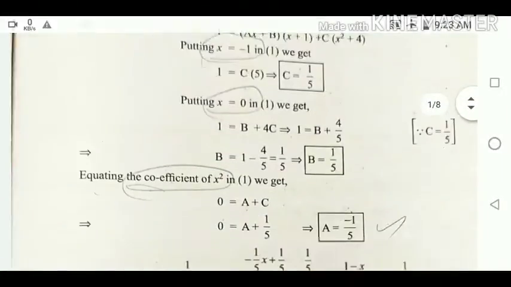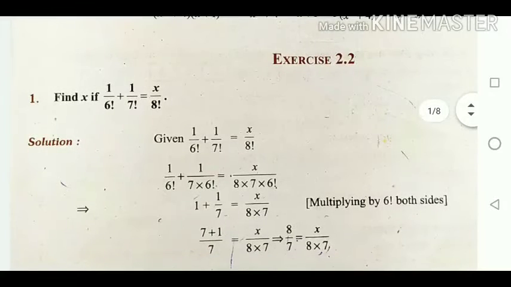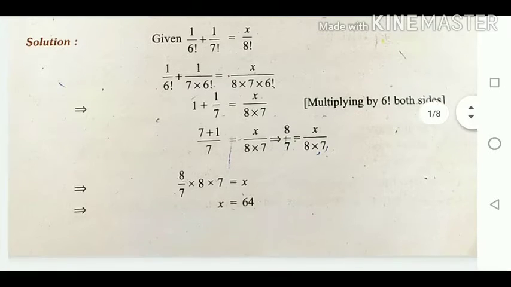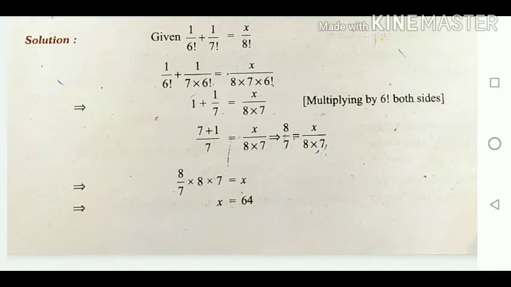If a question is given like this, that is 1 by 6 factorial plus 1 by 7 factorial equal to 7 by 8 factorial, first you have to take the lowest factorial and change the remaining ones in terms of it, that is 7 into 6 factorial, 8 into 7 into 6 factorial, like that. Then multiply by that lowest factorial, 6 factorial, which is common in all the terms, in order to cancel 6 factorial. After that we take the LCM in order to find the value of x.